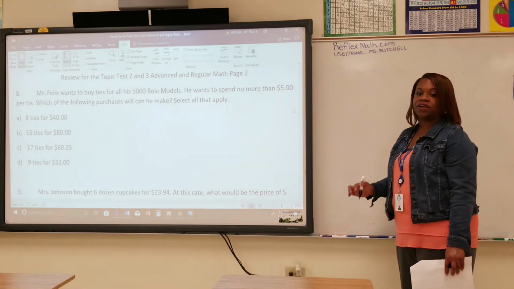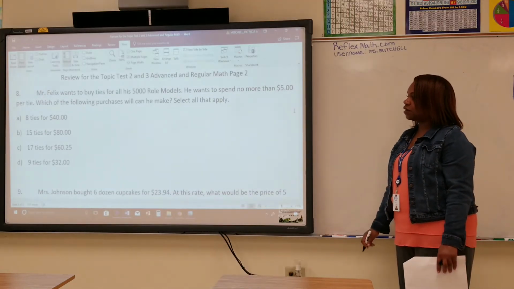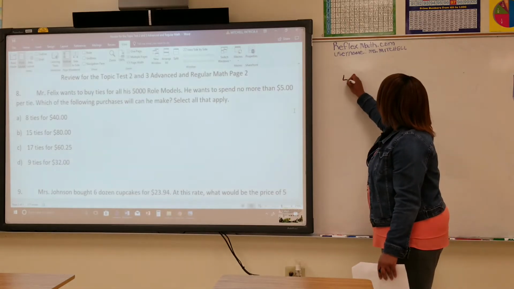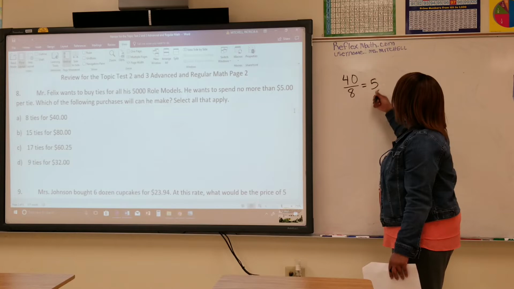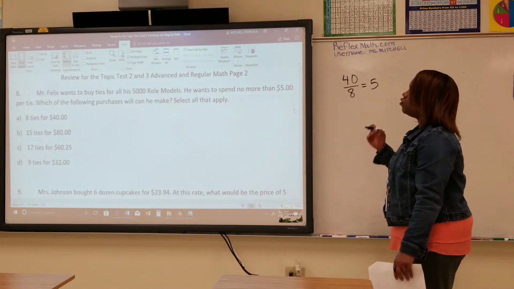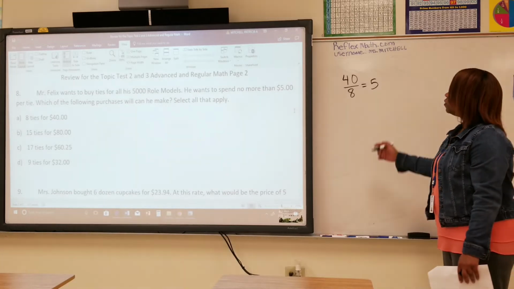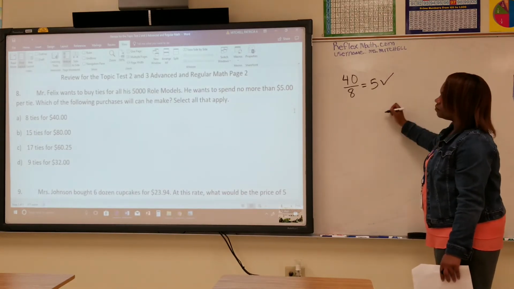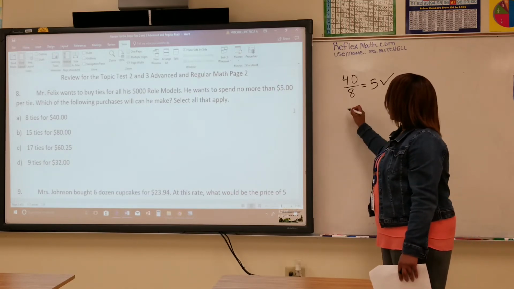So no more than $5 per one tie. So we have 8 ties for $40. We need to see how much one tie is. So we just divide. 40 divided by 8 will give us 5. He wants to spend no more than 5. So 5 is our magic number or less. So can he make that purchase? Yes, he can.